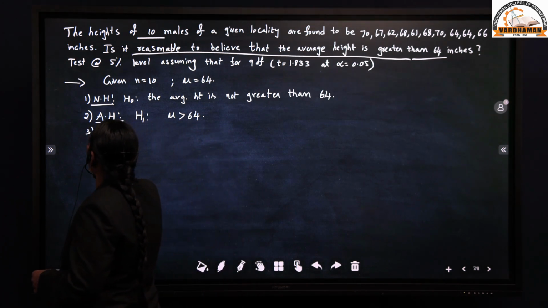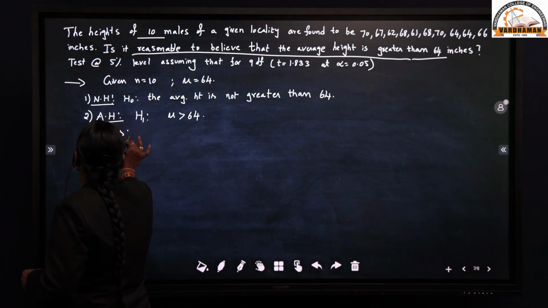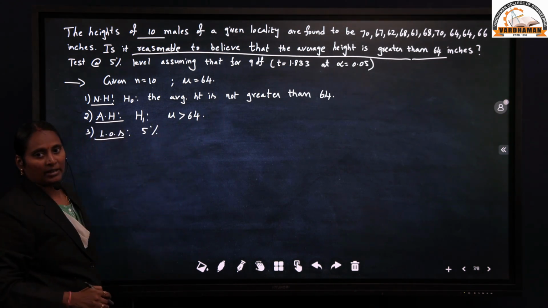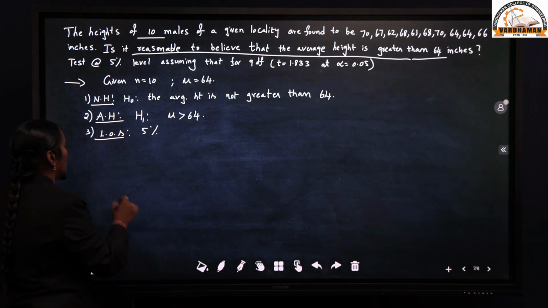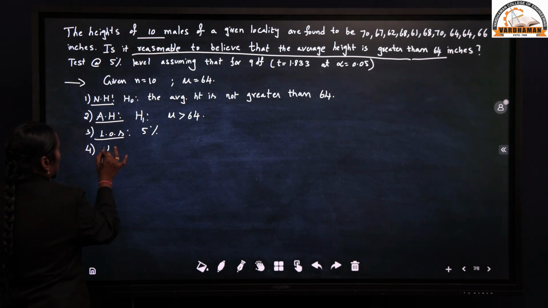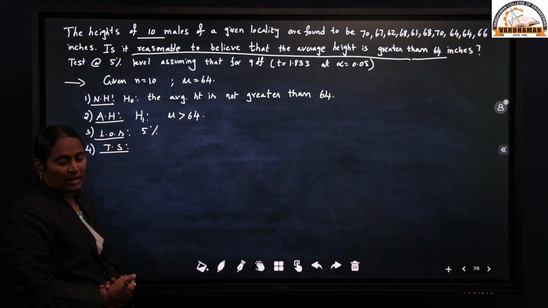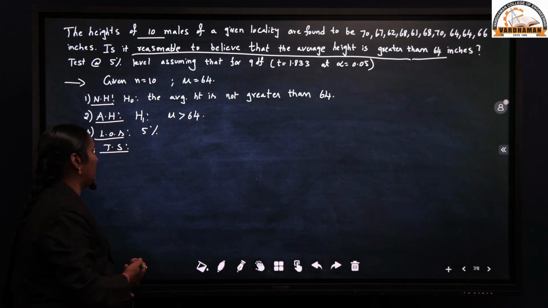Now let us see the third step, the level of significance. The level of significance I mentioned clearly is 5%, so we are going to write it as 5% level of significance. Now the fourth step is the test statistic. Here we have 10 individuals, and we are going to find out the standard deviation.